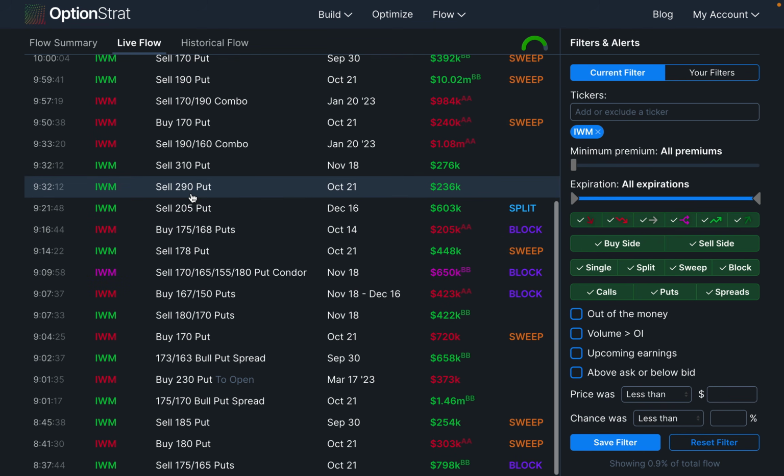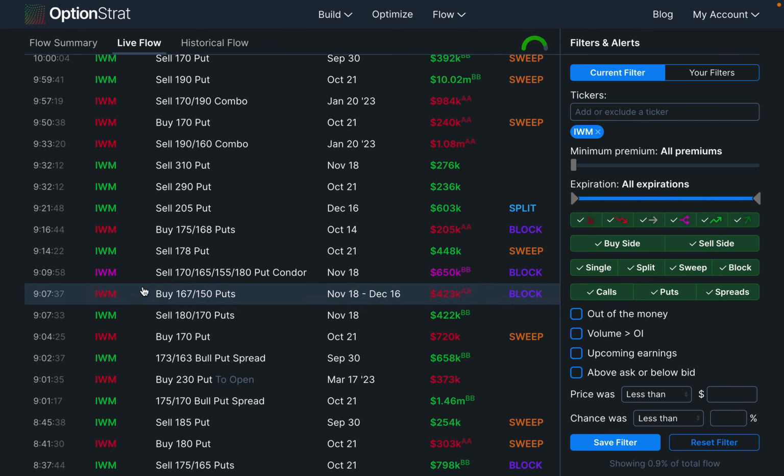So let's take a look here. So again, this is for the day. So if we go down, we can see at 8:37, all right, IWM, and we actually see that this was a put spread here, right? Sell 175, 165 puts expiring October 21st for $798,000. Right, then over here we see someone sold a put, $185 strike, expiring September 30 for $254,000.